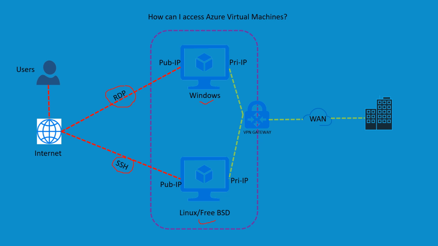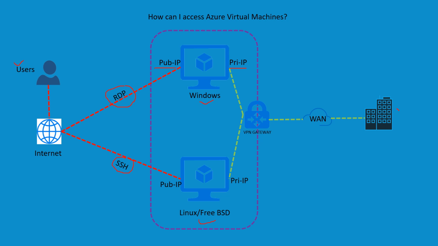A virtual machine can have two IP addresses. One is the private IP address. This comes from a subnet range, which is a part of the VNet. And then optionally, you can have the public IP address. If I'm a user sitting on the internet and do not have any backdoor connectivity to the VNet, I will be using the public IP address which is attached to the virtual machine.